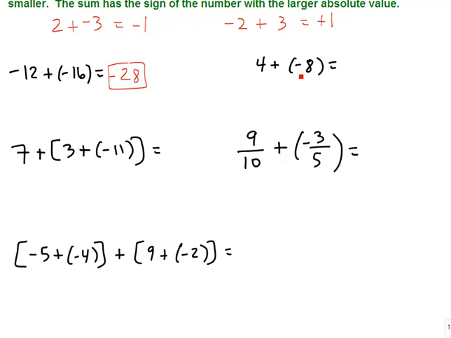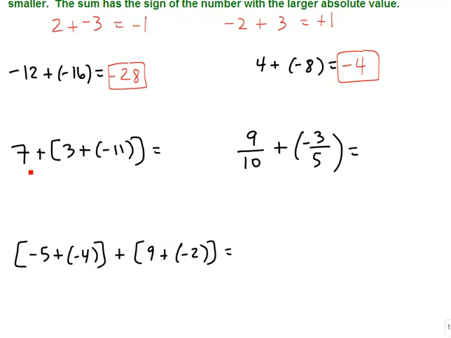If I have 4 plus negative 8, this time the 4 is positive, the 8 is negative, so they're opposite signs. So this is when we subtract. Take the bigger number, the 8, and subtract the smaller number, the 4. So 8 take away 4 is 4. And the sign of our answer is going to be the sign of the larger number. 8 is bigger, and it was negative, so our answer is going to be negative 4.